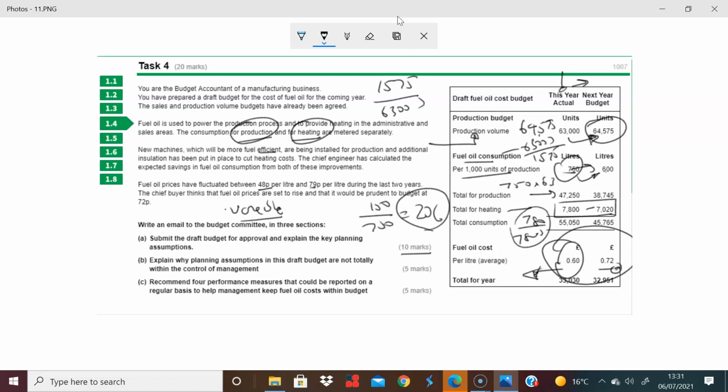So when you see this question, which you will see, talking about draft budgets, your aim is to literally compare one period to the next and discuss. Cool, great stuff. So that is part A. And those are the key planning assumptions. That's part A.